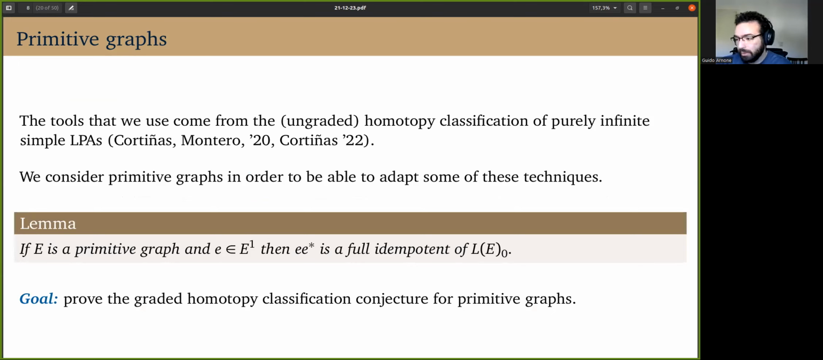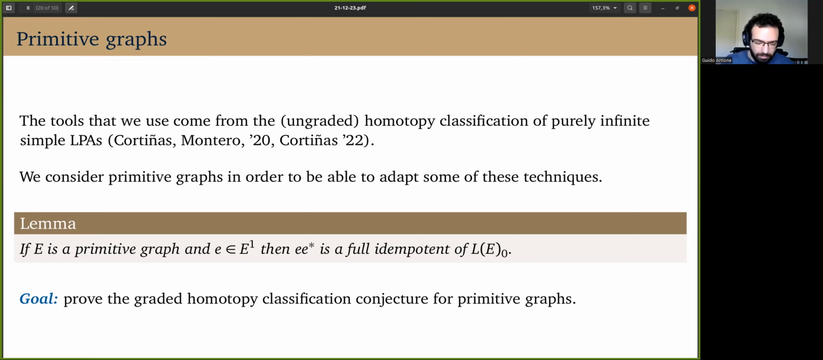And let me tell you why. As I was saying before, the story comes from the ungraded classification of Leavitt path algebras, and specifically from the homotopy classification of Leavitt path algebras in the ungraded case, which is done for purely infinite simple ones. In that case, the fact that these are purely infinite simple gives you a lot of nice tools, at least related to the things that we'll do today. And so we need some sort of simplicity hypothesis in the graded setting.